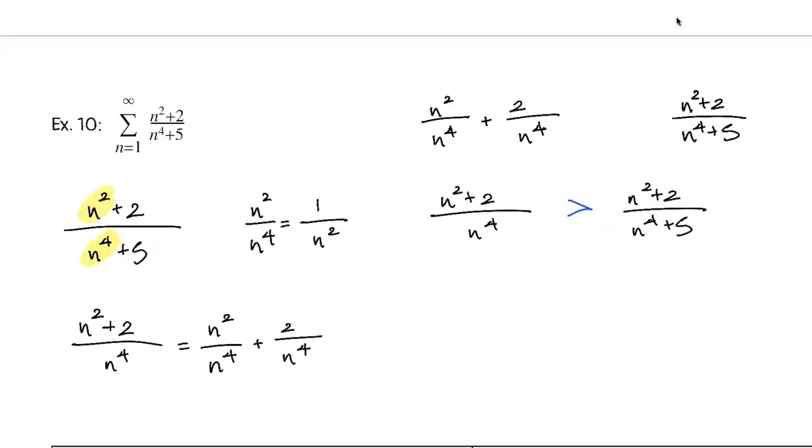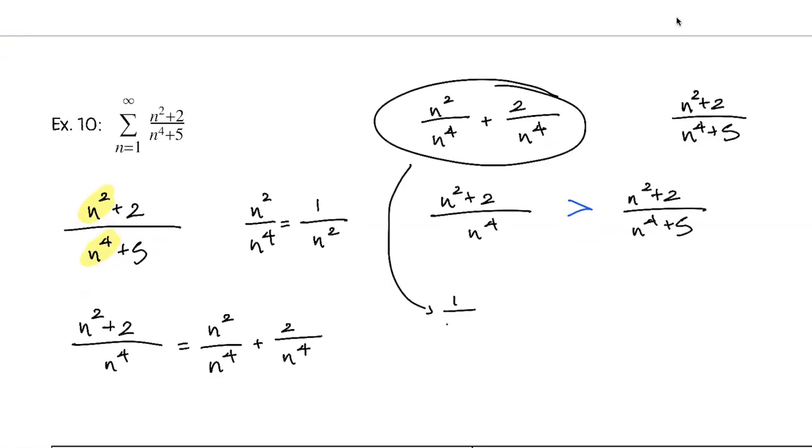Now, n squared plus 2 over n to the 4th is maybe not the best form to determine what's happening in terms of convergence, which is why we can sort of break it down into 2 parts and see what happens to each part. So if we break this down, we really have 1 over n squared plus 2 over n to the 4th. 1 over n squared, does that converge or diverge? Converge. Yeah, this one converges. And so does this one, because they're both p-series where the p-value is larger than 1.